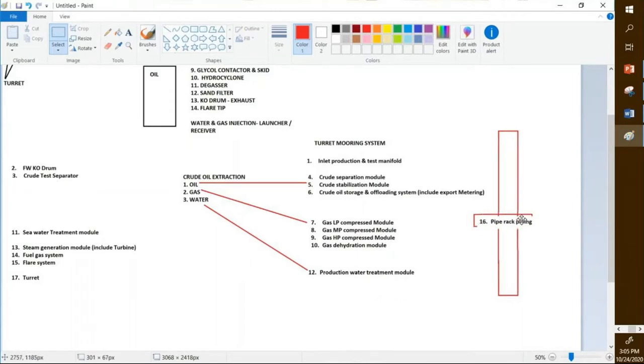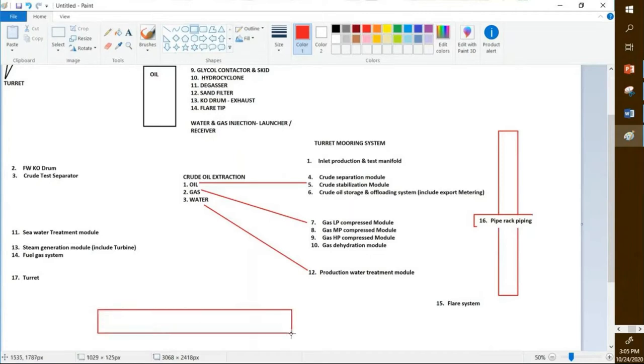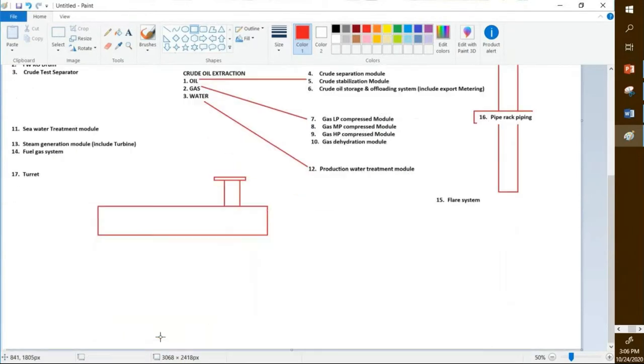So every module connection, the pipe rack will be there. And then the flare system from the gas, wherever the gas was. Every vessel, the vent and the drain will be there, right? Every vessel, the vent and the drain nozzles will be there. The vent will be there and then the drain will be there. Yes.